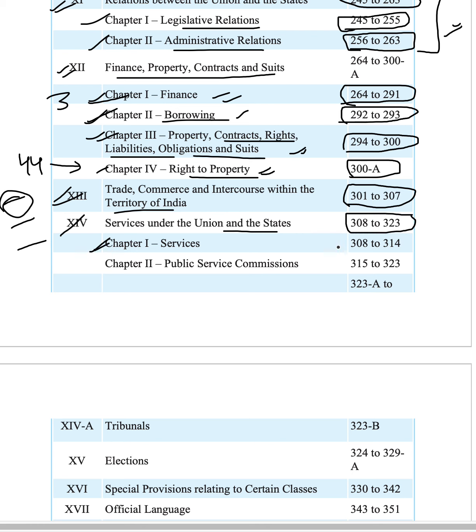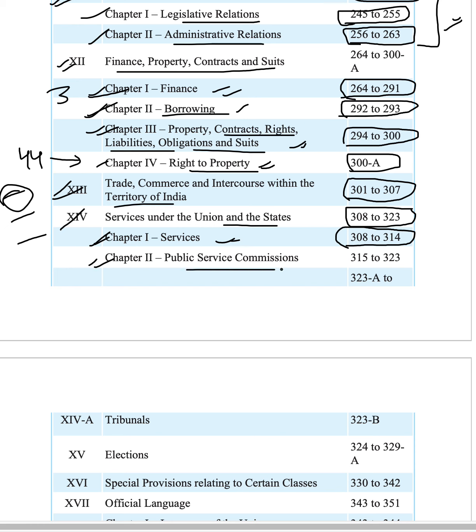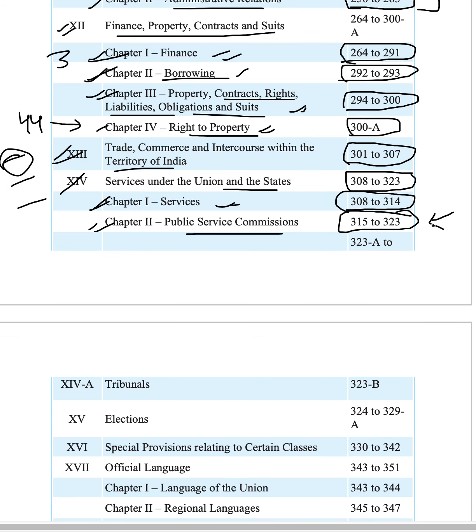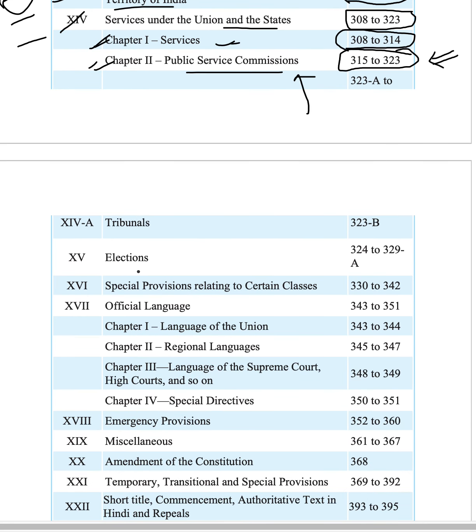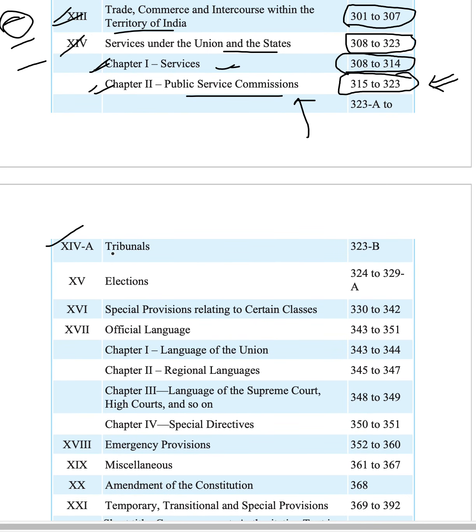First is services, 308 to 314. So all the service conditions and the class A services and what their rights are are covered in this. Chapter 2 is the Public Service Commission, 315 to 323. So basically here how the recruitment will happen, how the disciplinary action will be taken, and what the rights and duties of these public service commissions are. They are given in these particular articles. Then Part 14A talks about tribunals, which is covered in Article 323B.